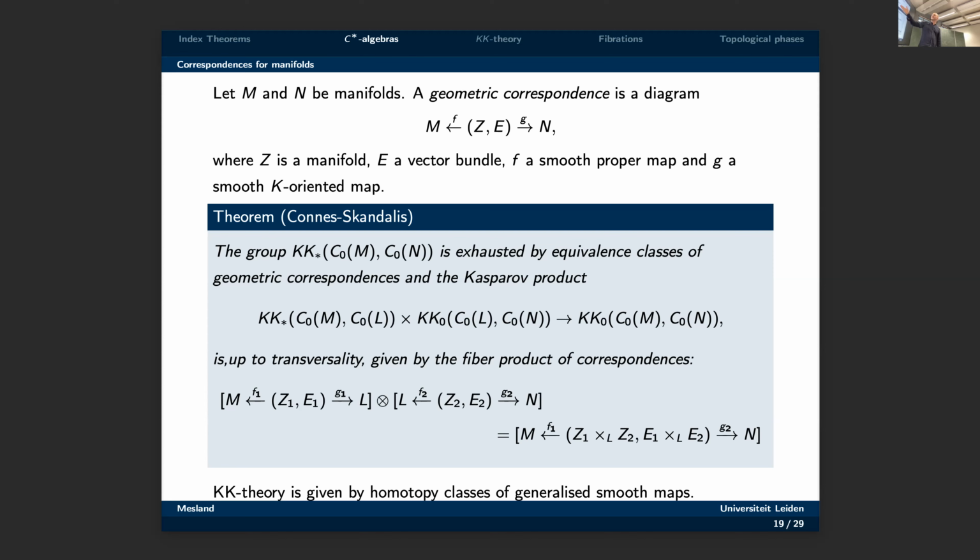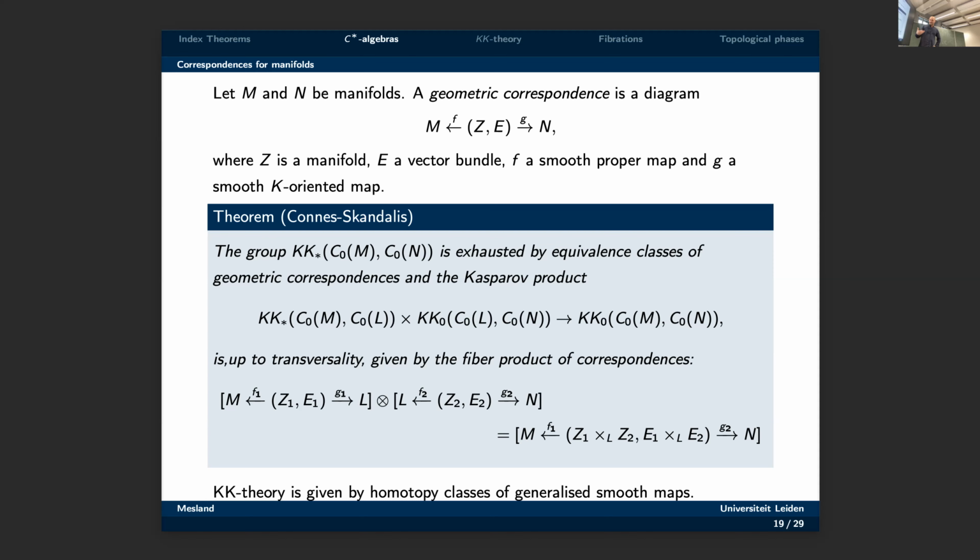And Kohn and Skandalis showed that this KK group, which was defined in operator theoretic language by Kasparov, can be described when you restrict to the topological subcategory by looking at such diagrams. And the composition rule given by this Kasparov product is just taking fiber products of these spaces in the middle. So you have two of these diagrams. Well, as I wrote here, ignore the vector bundles. You put them together by taking the product and identifying points that map to the same point in the middle manifold. So it's just a fiber product. That's what this product structure does.